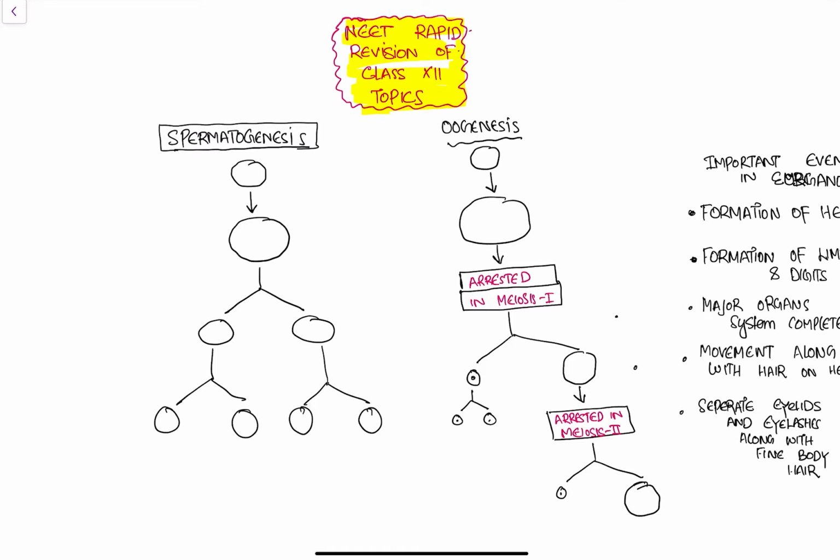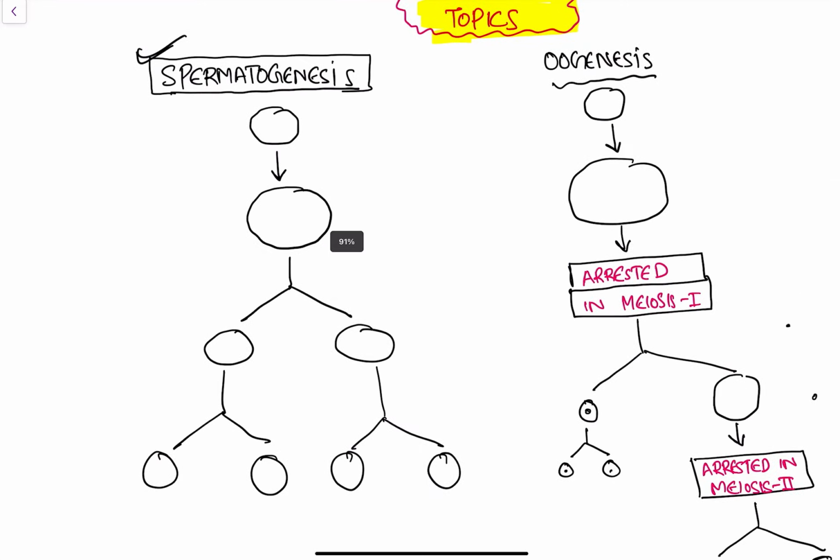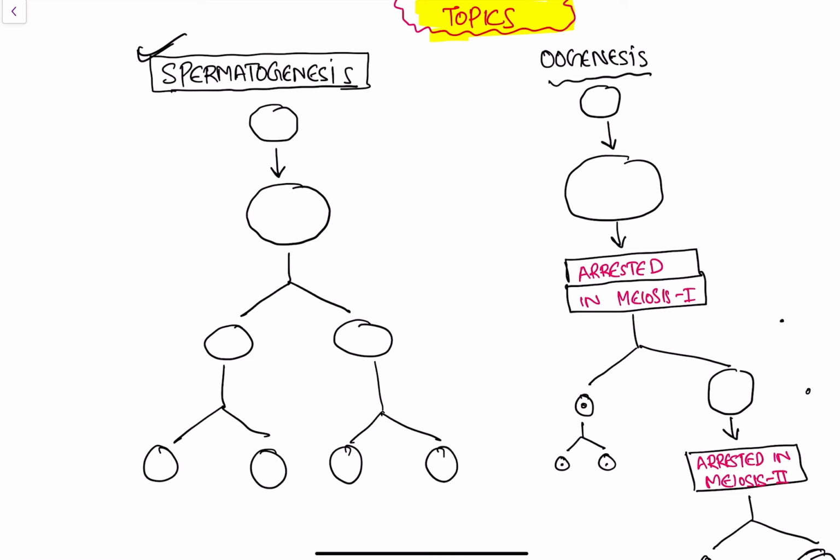Now, the first topic I have selected is from reproduction, and this topic is about gametogenesis, as we have two types of gametogenesis: spermatogenesis and oogenesis. First of all, let us revise spermatogenesis. So initially you have to remember the stages of spermatogenesis diagrammatically. Spermatogenesis is nothing but male gamete formation or sperm formation. Sperm formation is what we call spermatogenesis.